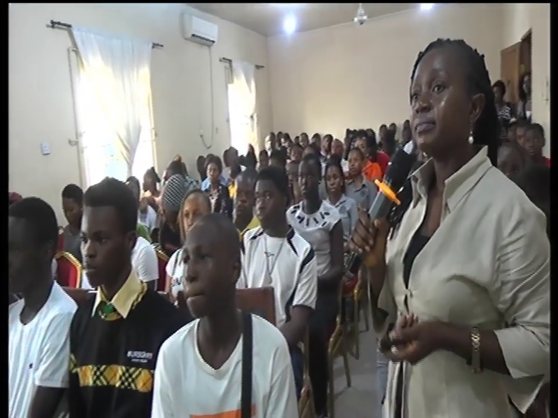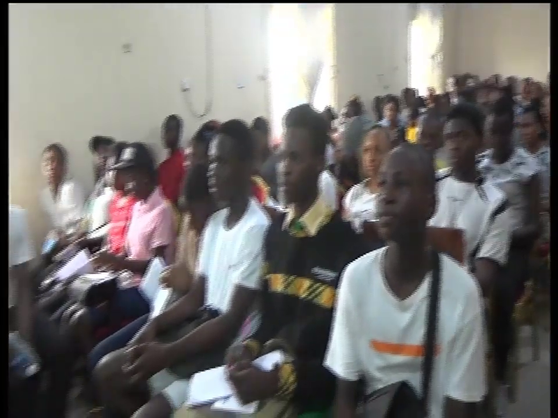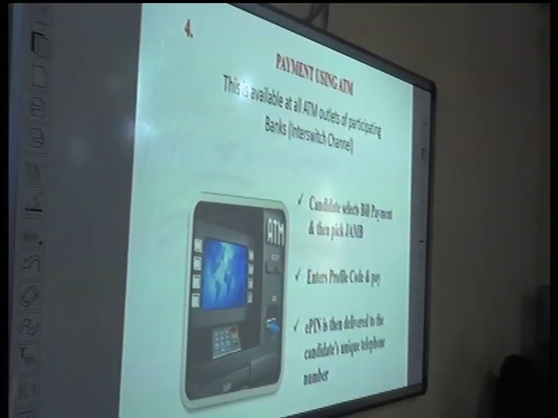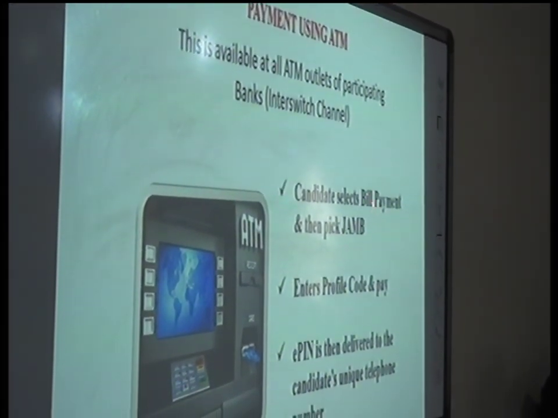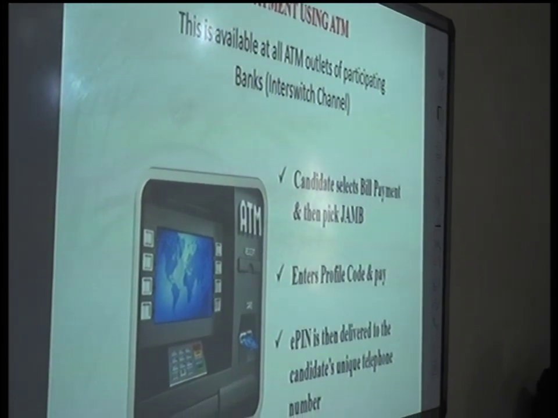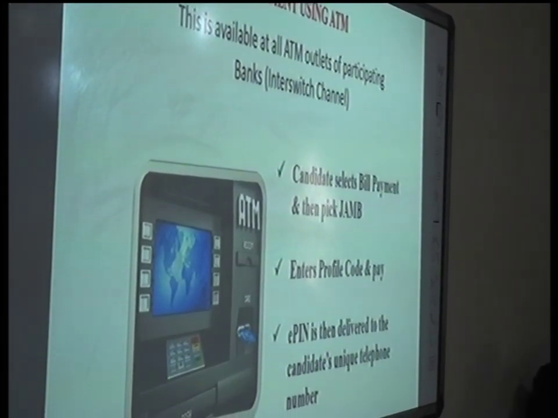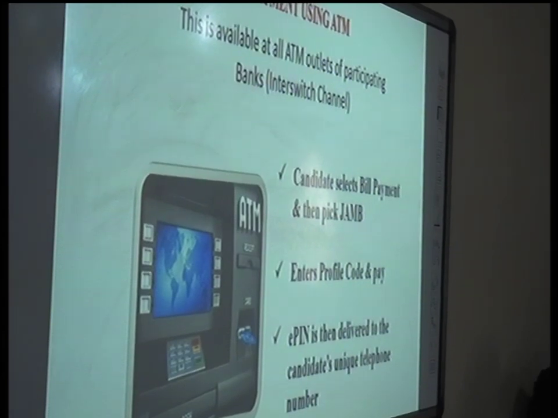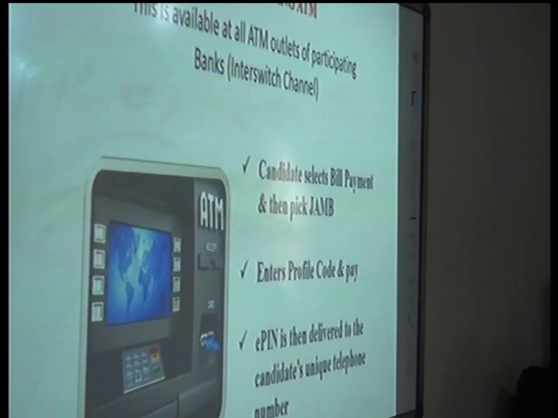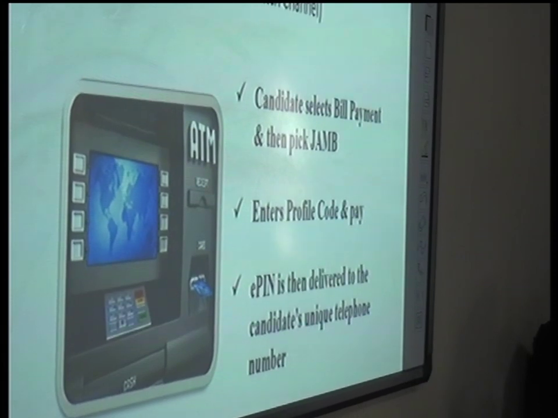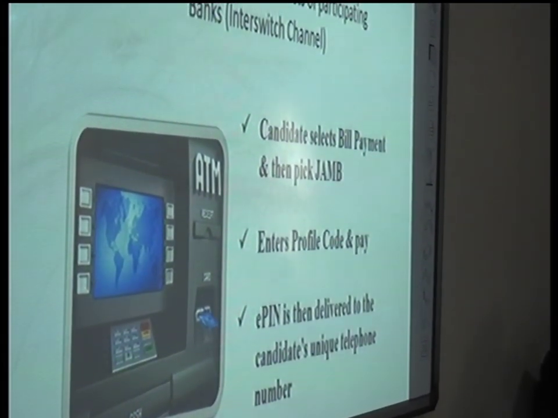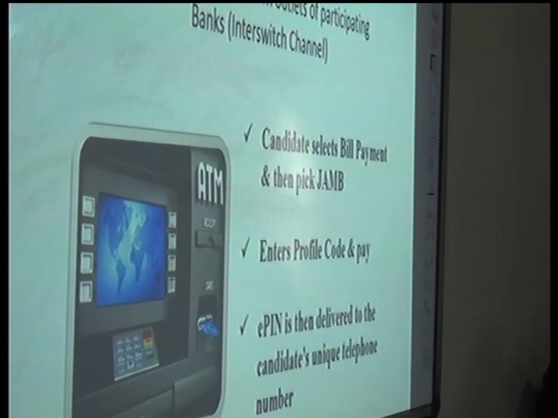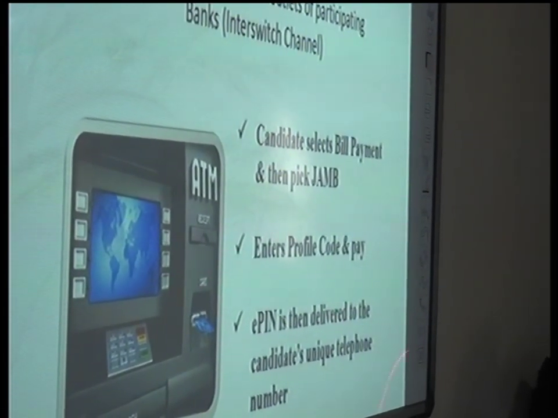All right. Then, using ATM, you can go to any ATM and pay. When you go to the ATM, select bill payment. Select bill payment and click JAMB. You will see the options there. Pay bill. You will see other options there. Check JAMB, and they will ask for your profile code. You give them your profile code.